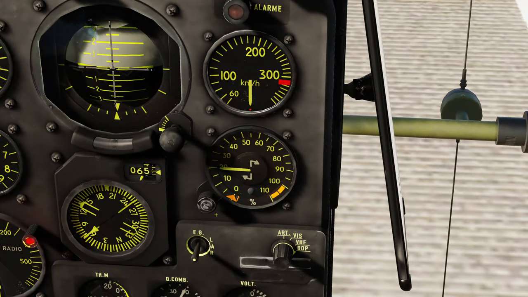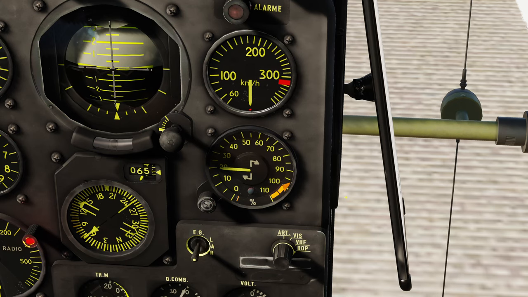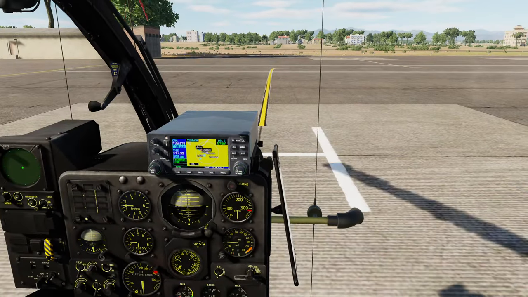Note also that you can put a bug on the torque indicator. If you had a limit of 90, you could put the bug on 90, and that would be your little visual reminder that you are limited. Today I'm not limited, so I'm just going to leave my pointer on 100%. I'm also going to put my artificial horizon mode into Doppler. That gives me these two needles showing me my deviation from my current ground position.